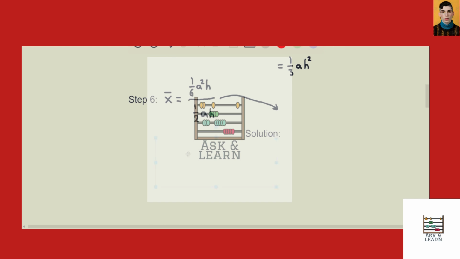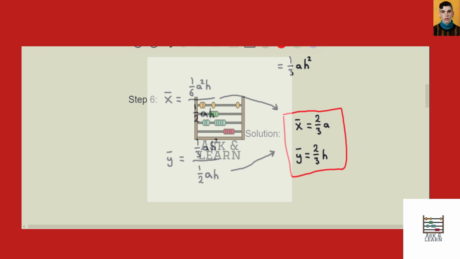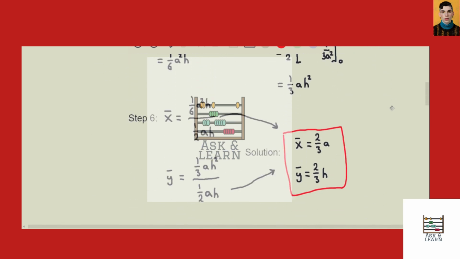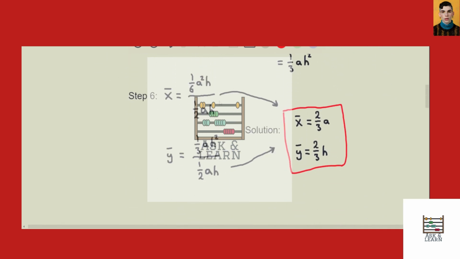And we've also done the same thing for y. We solved for the top part of that equation. We solved for the bottom part of that equation. So all we have to do is simplify, and we have our solution. The coordinates for the centroid of our shape: the x is 2/3 a, and the y is 2/3 h. Hopefully that all made sense. Basically, we just solved for the variables in these equations and then simplified.